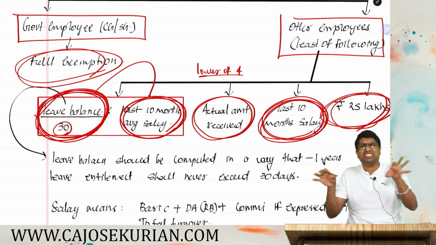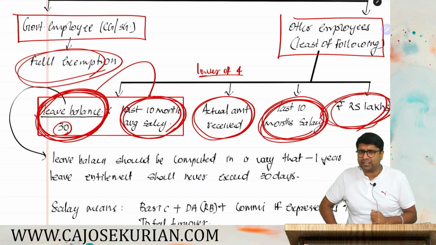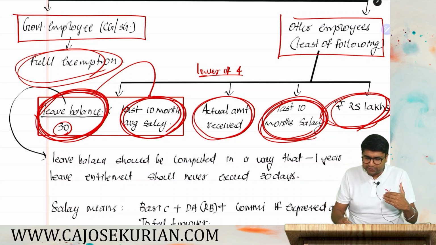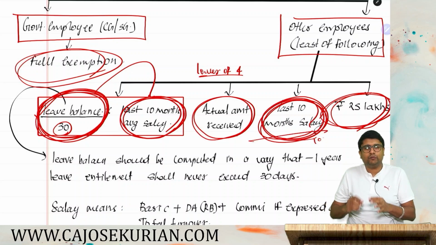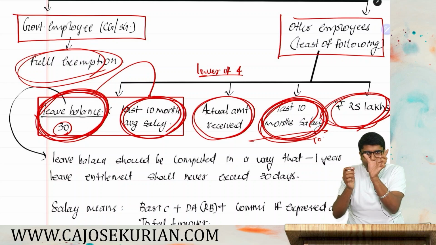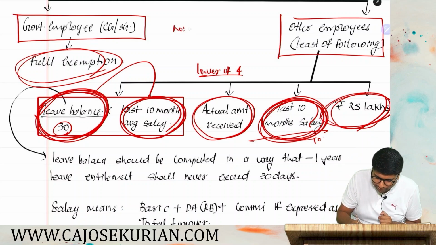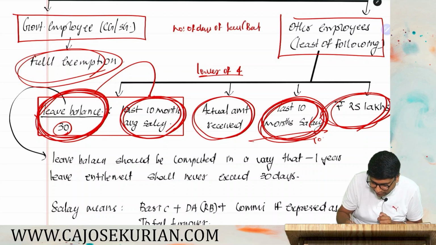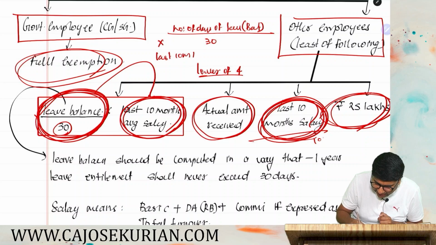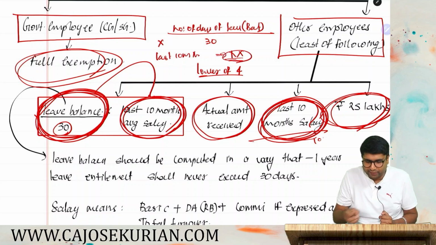So you take the last 10 months average salary. What is last 10 months average salary? You total the last 10 months salary, then you divide it by 10. So you will get the average of last 10 months salary. So you multiply it. The balance number of days of leave that you have, divided by 30, into last 10 months average salary will give you a figure. That figure is your limit number 4.